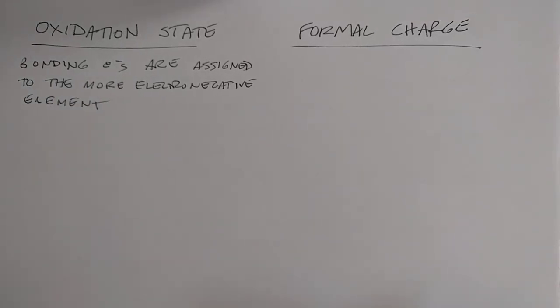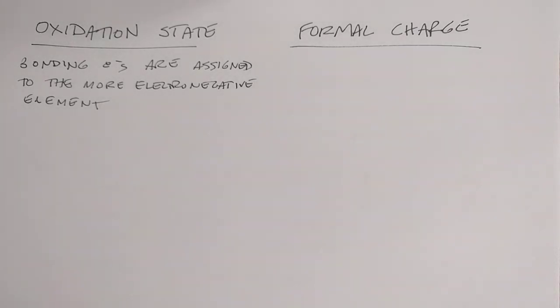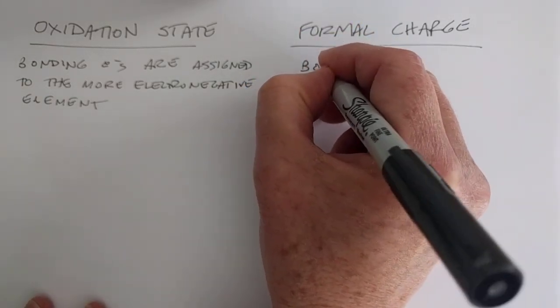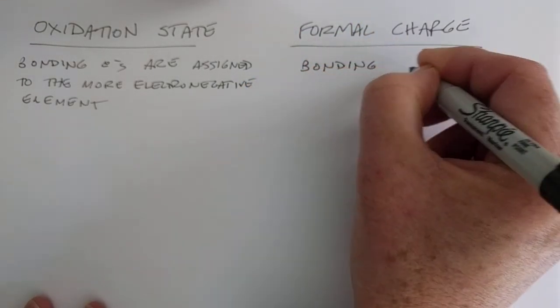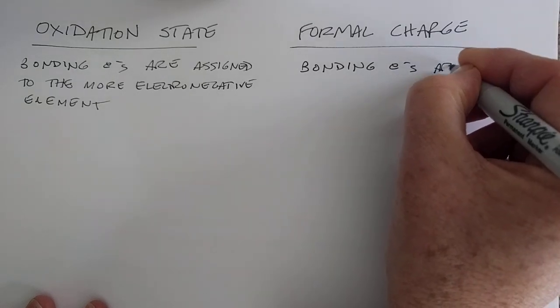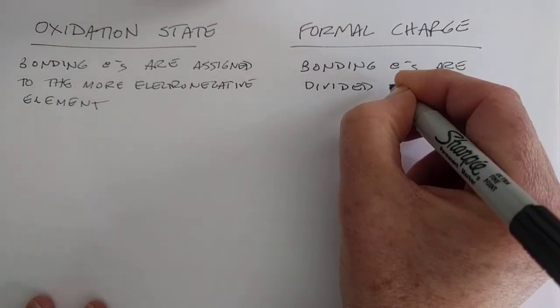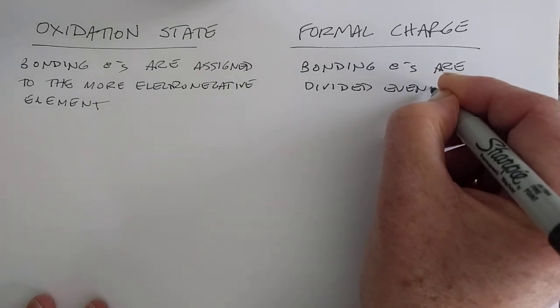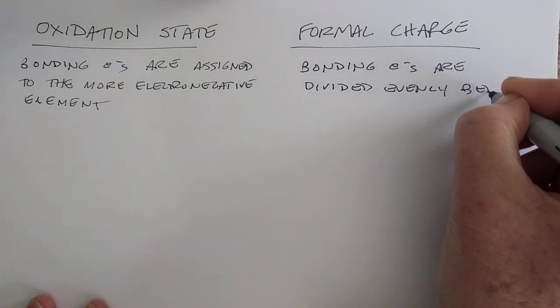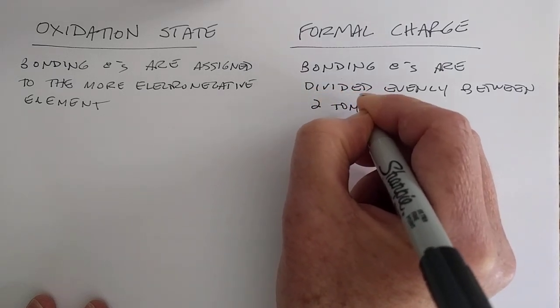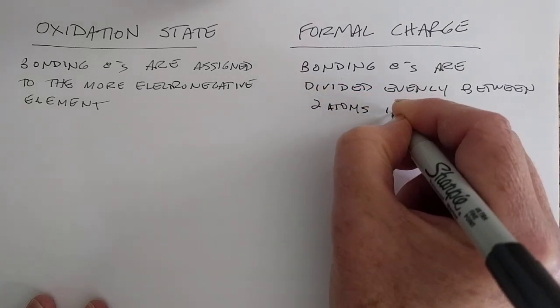Now, in formal charge, those bonding electrons are evenly divided between the bonding atoms. So here the bonding electrons are divided evenly between the two atoms in the bond.